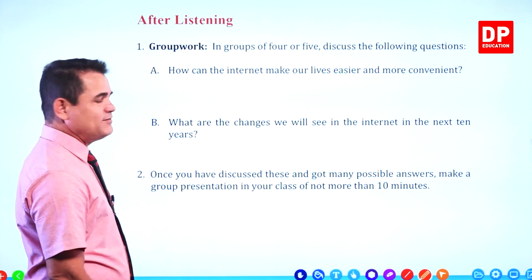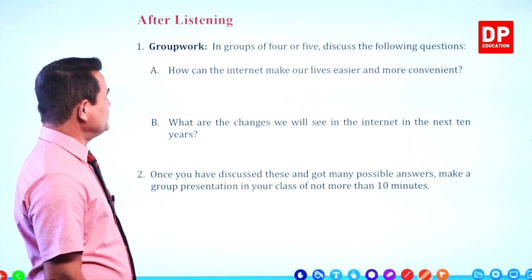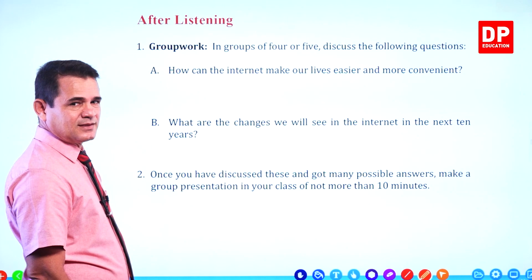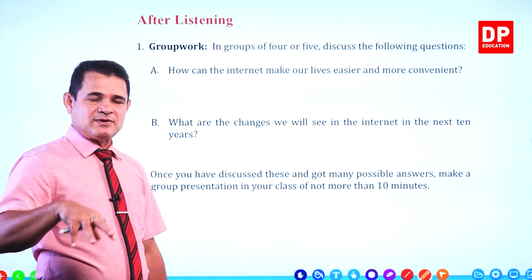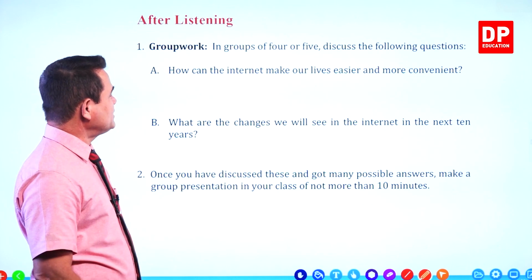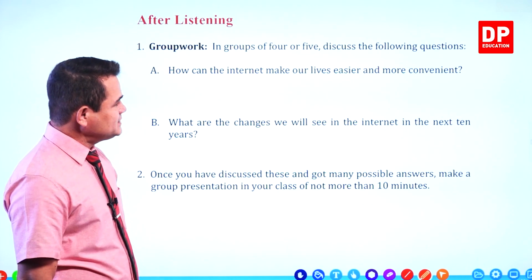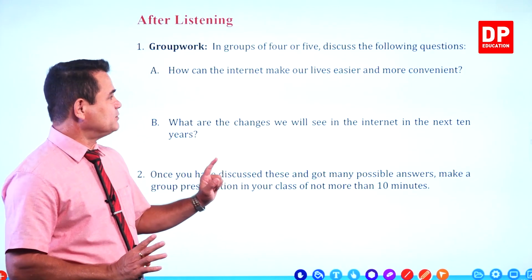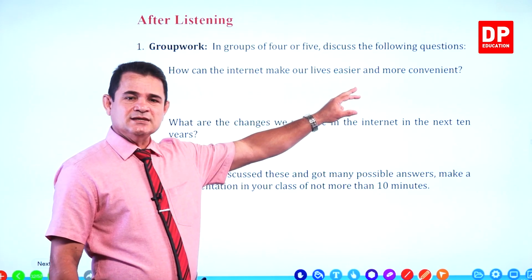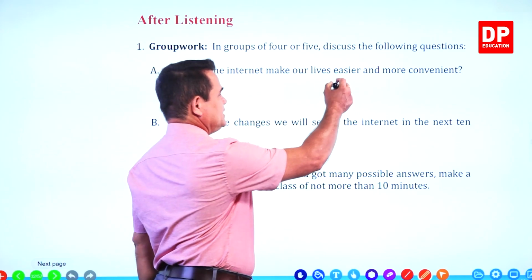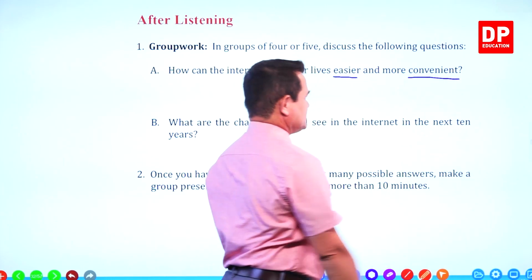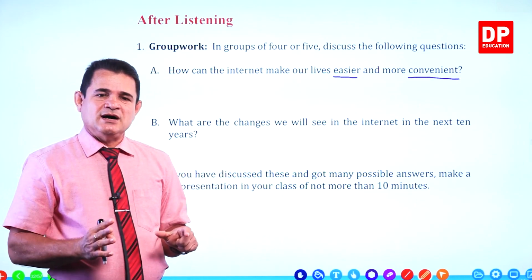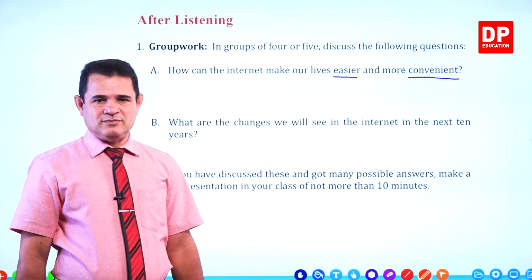Next one. After listening, there's a small activity. Group work. In groups of 4 or 5, discuss the following questions. How can the internet make our lives easier and more convenient? How can we use the internet to make our lives easier, easier and convenient, to make our work easier?